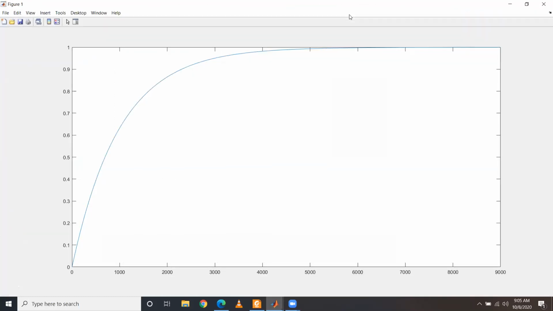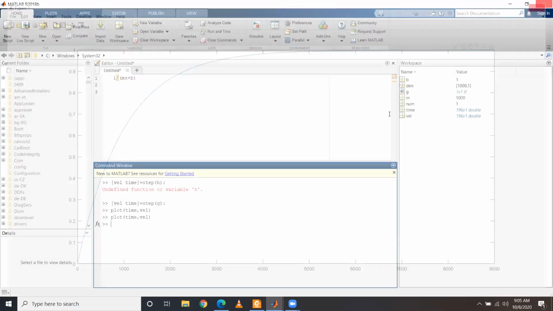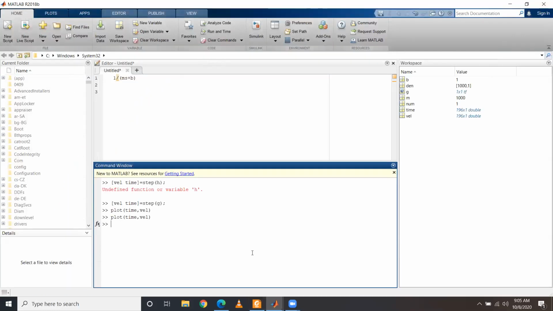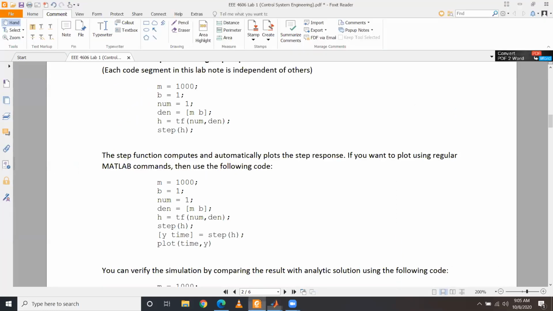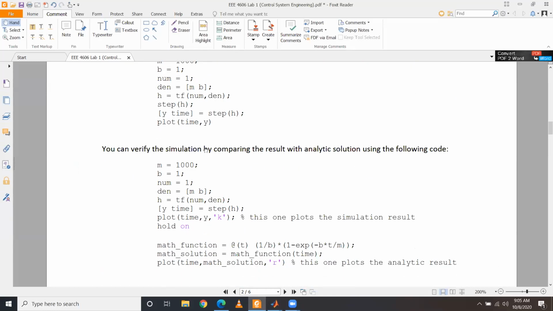So you get the same response, but in this case, since it's not a built-in function, no y-axis and x-axis labels are given automatically. Is it clear? Yes, sir. Observe the step response using step or using plot. Simple stuff.